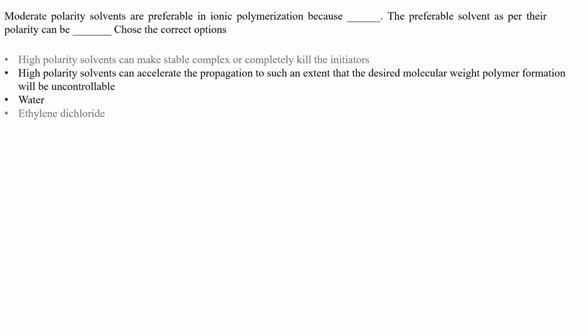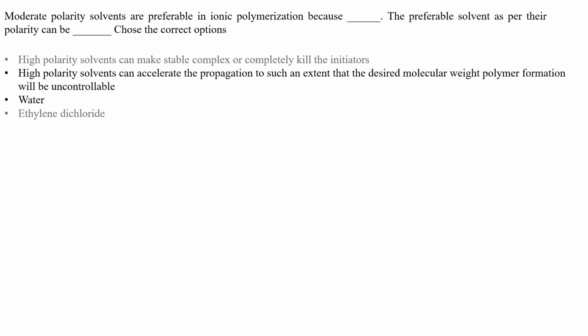Moderate polarity solvents are preferable in ionic polymerization because we have a blank there. The preferable solvent as per their polarity can be another blank. We have to choose the correct options. So we have been asked two questions right here, and we will go through them one by one. First is, moderate polarity solvents are preferable in ionic polymerization because... So what are the reasons we are using moderate polarity solvents?